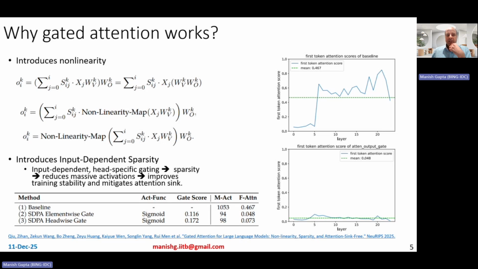So why does gated attention work? You must be wondering, this is great, this is a very simple idea, why does it work? There are two possible reasons that the authors provide. One is that gated attention introduces non-linearity. Remember, this first equation is the way standard scaled dot product attention works. You have this dot product QK transpose that comes in here, and then you multiply it with the value matrix.